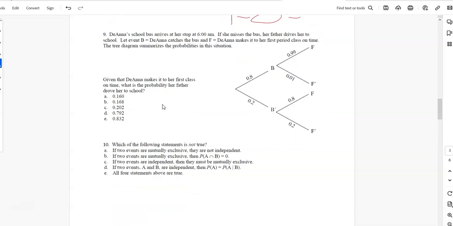Deanna's school bus arrives at 6, so F means she took the bus. No, F means she made it to class on time. B means she took the bus. So B prime means she didn't take the bus. Her dad drove her. And F prime means she did not get to school on time. So given Deanna makes her first class on time, we're talking about this branch and this branch. So you would multiply 0.8 times 0.99, whatever that is, and you'd multiply 0.2 times 0.8, whatever that is. Add those two numbers up.